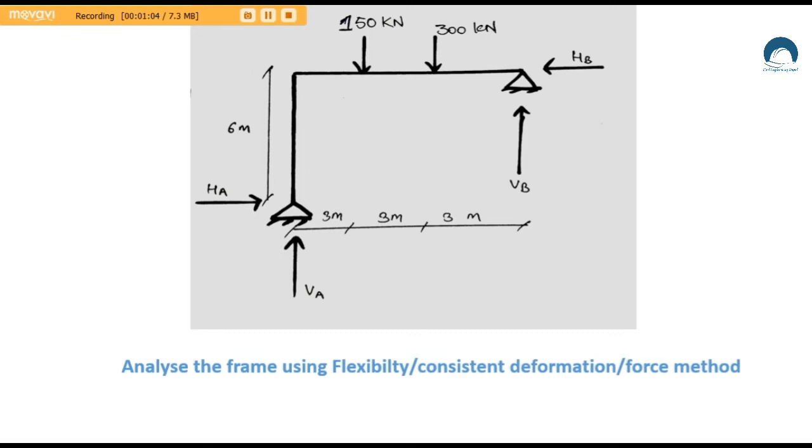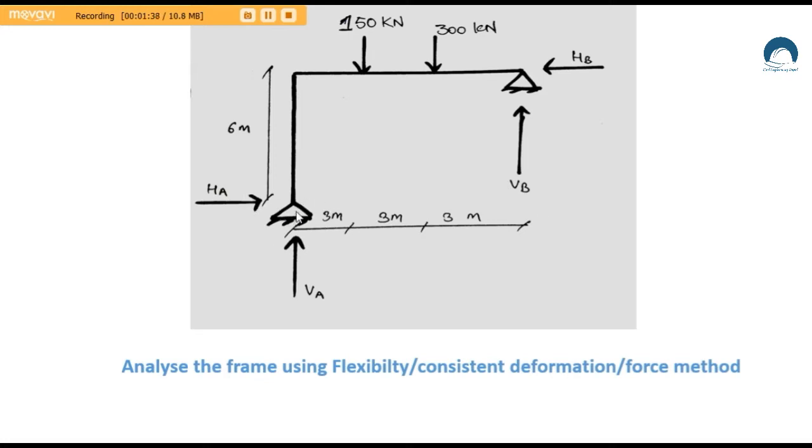Now we need to remove one unknown reaction, that is either HA or HB or VA or VB. Any one of these reactions among these four we need to remove to make this structure statically determinate. For this we can degrade any of the supports, that is, here is hinge support on both sides. We can degrade any of the supports. The basic thing we need to know is that we can degrade the support but we cannot upgrade it.